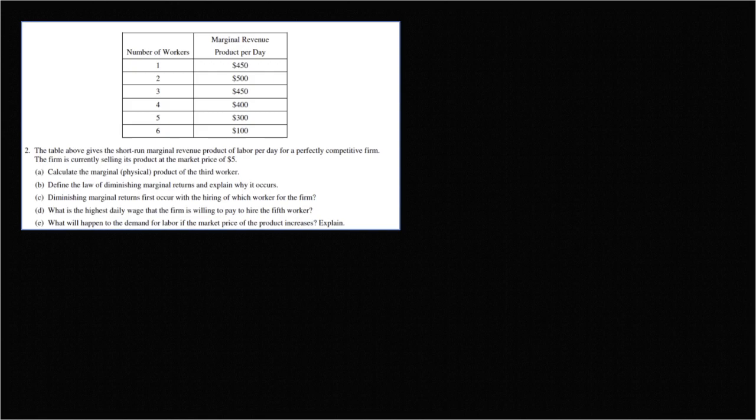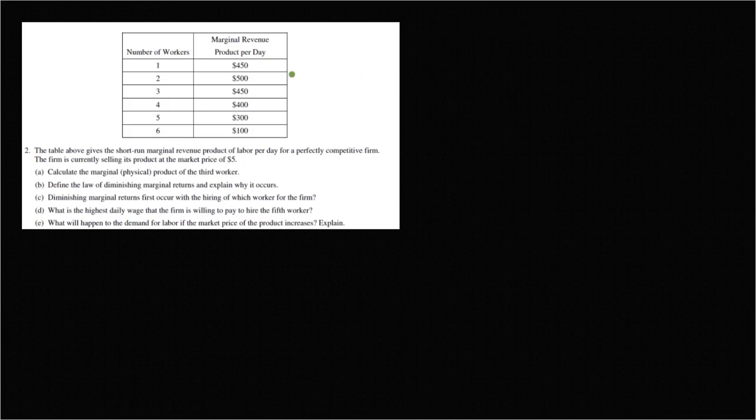All right, we are going to do one more free response. The table above gives the short run marginal product of labor curve for a perfectly competitive firm selling its product for $5. Calculate the marginal product.